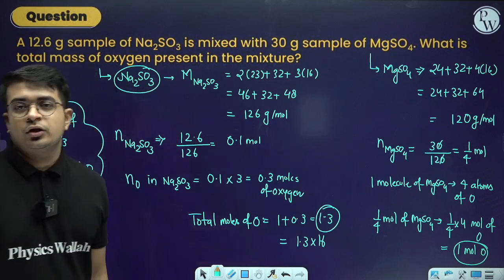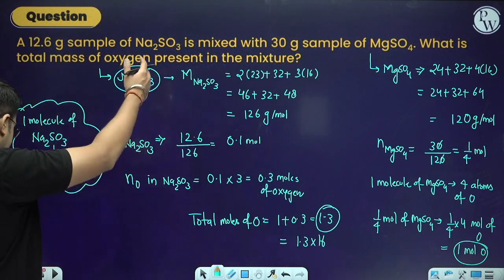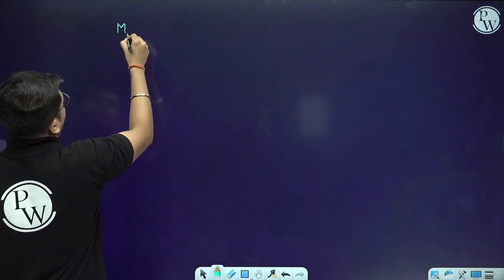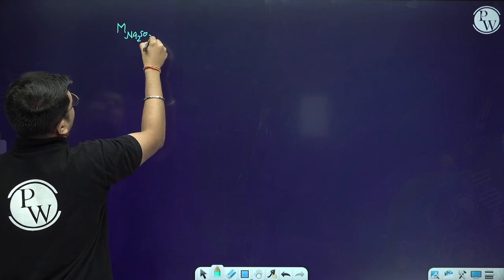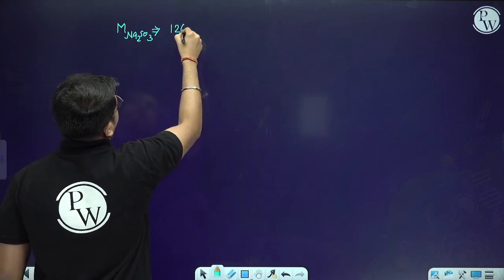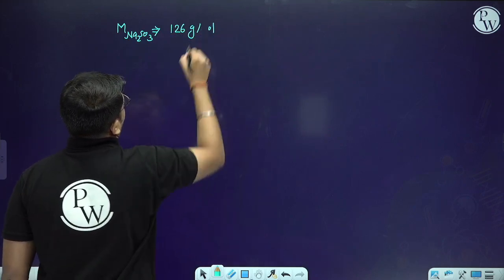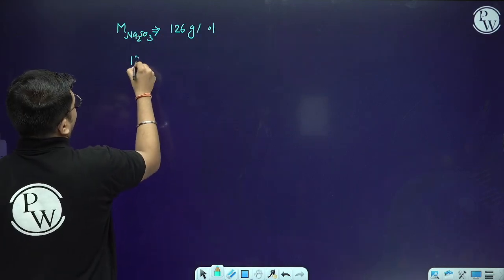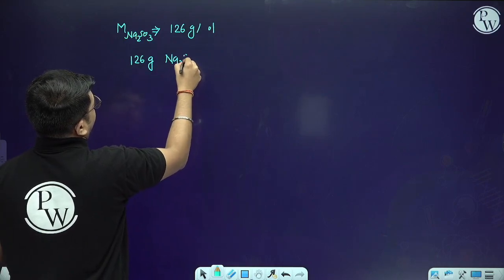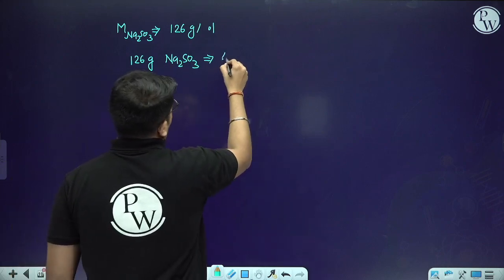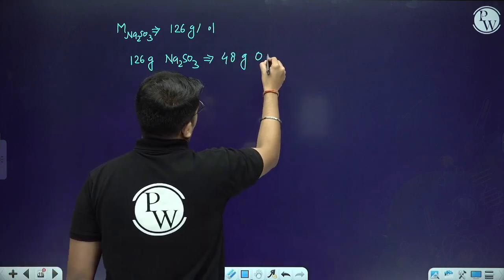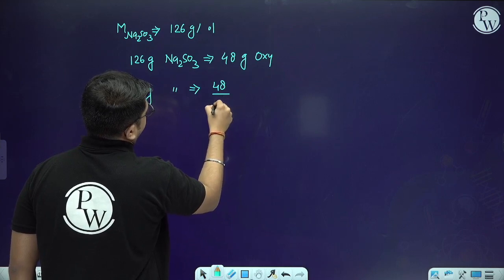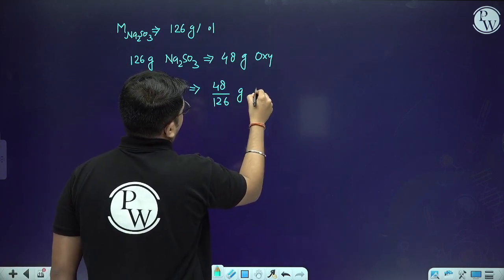There is another method, unitary method. By that, you can also calculate this entire part. For example, let's try to decode this question in the second method. I know that molar mass of Na2SO3 is actually 126 gram per mole, which is the molar mass already given. Now I know that 126 gram Na2SO3 actually contains 48 gram of oxygen. It means 1 gram of Na2SO3 will contain 48 divided by 126 gram of oxygen.